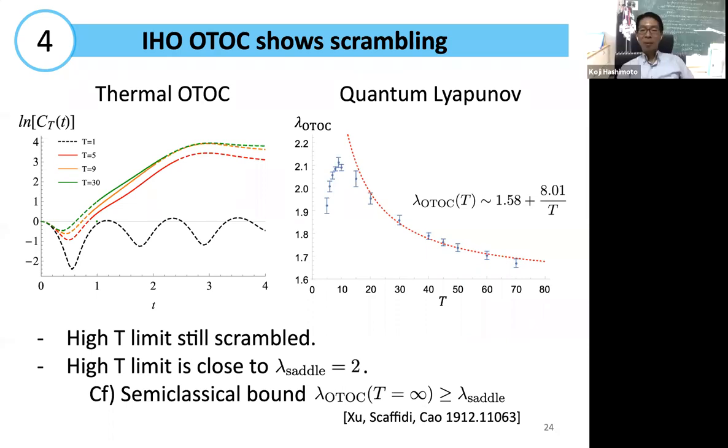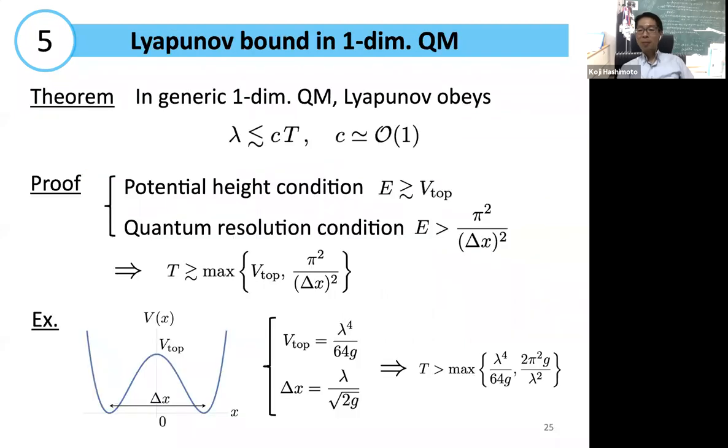So time is almost 20 minutes, but here let me introduce one theorem which sounds nice: the quantum Lyapunov bound in generic one-dimensional quantum mechanics. We have a theorem stating that in a generic one-dimensional quantum system, which has of course no classical chaos, scrambling occurs because we have an inverted, harmonic-type potential. The Lyapunov exponent obeys this equation: lambda is smaller than some constant times temperature. The proof is quite easy.